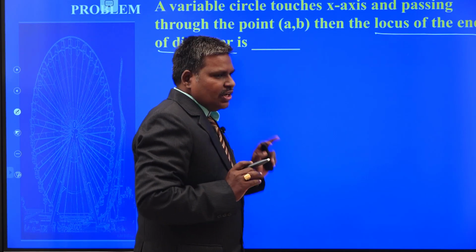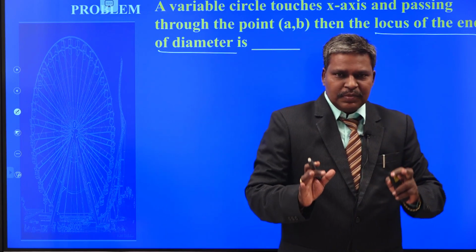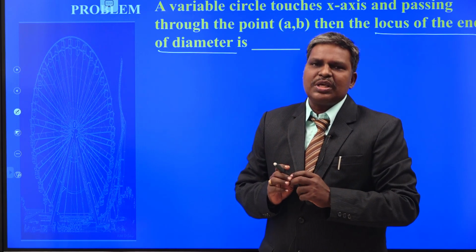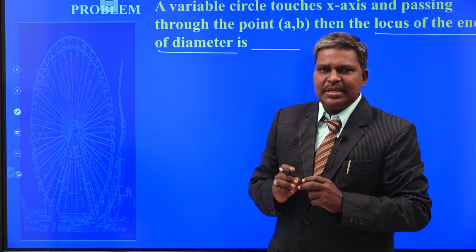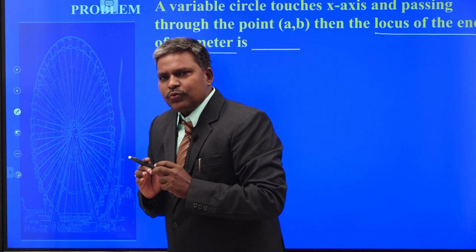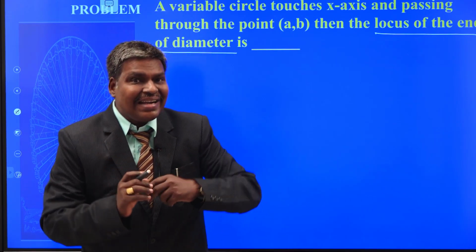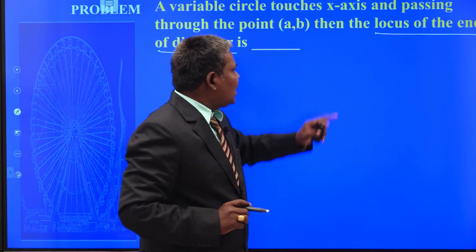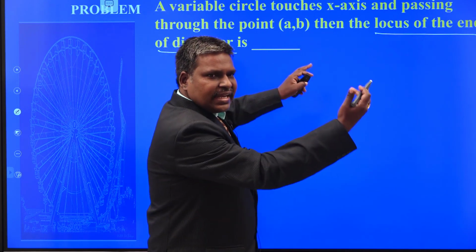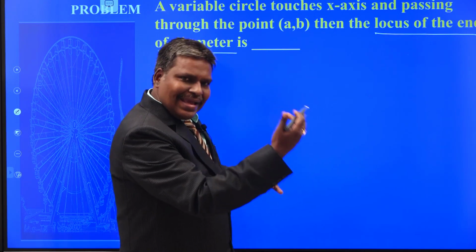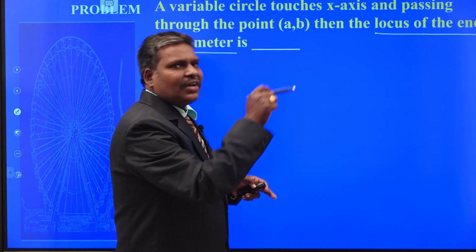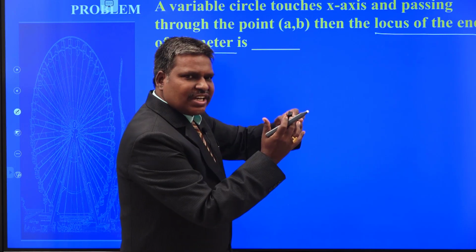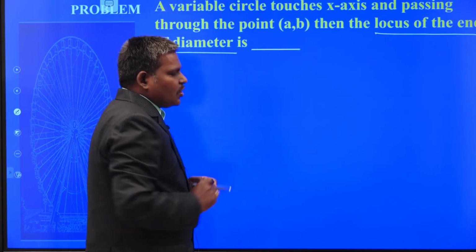I will explain the question once again to you. Your variable circle is there. That circle always touches the x-axis and always passes through the point A comma B. A comma B is any point. Then we have to find the locus of the other end of the diameter of the circle through the point A comma B. Your diameter passes through which point? A comma B. Does another end of the diameter exist or not? Yes. You have to find the locus of that point. Your circle is varying, so the other end of the diameter is varying. You collect all such points, you get some locus, and that is what you are going to find here.